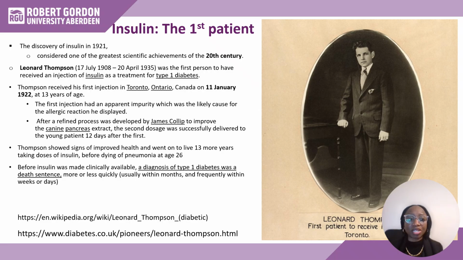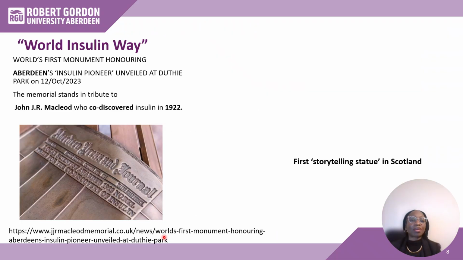So before insulin was made clinically available, a diagnosis of type 1 diabetes was a death sentence, more or less, quickly within months and frequently within weeks or days. Again, as you can remember, that acute deficiency does occur once the beta cell function is below 10%. So this was really, as it says here, a death sentence. And Leonard Thompson was our first insulin patient. That's really exciting.